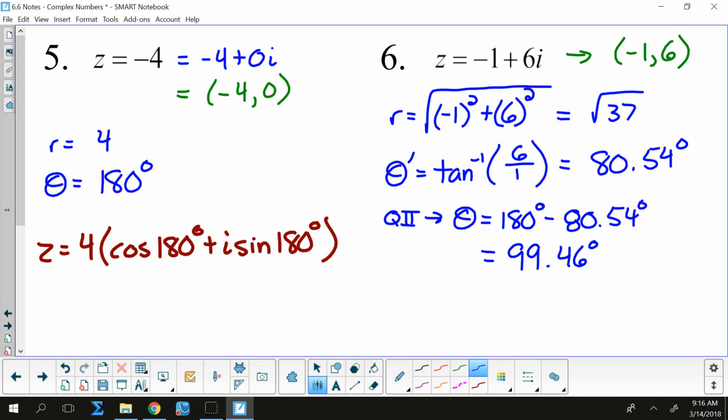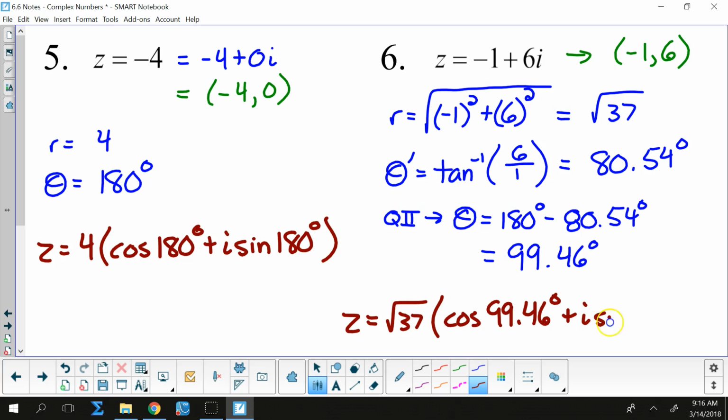Okay. So the trig form of this one would be z is equal to the square root of 37 times the quantity, the cosine of 99.46 degrees plus i times the sine of 99.46 degrees. Look at that, I even fit it right in there. Yay. Okay? Good to go with that. Okay? We'll do some more of that here in a minute.